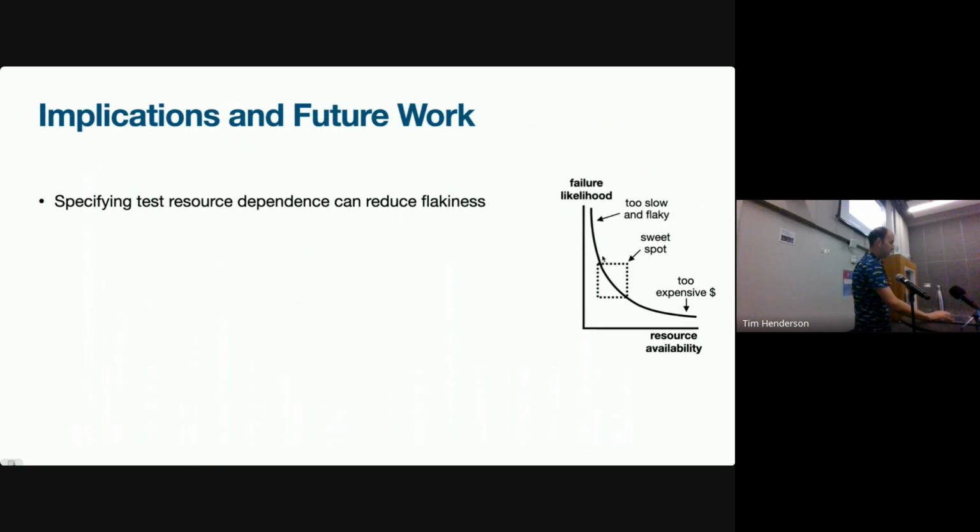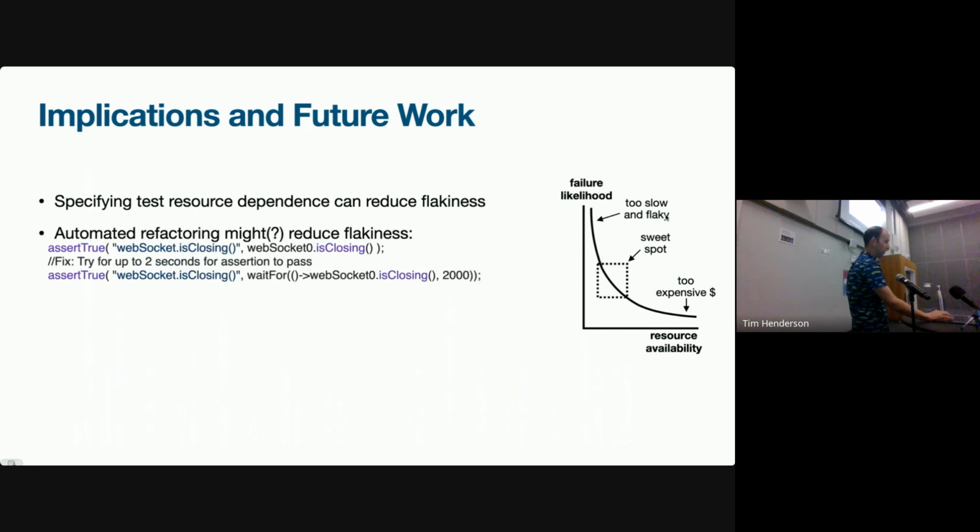So where we go from here: we found that the easiest way to reduce the impact of these async wait flaky tests is simply to ensure that they have enough resources when running. There are a lot of other interesting future research directions in this async wait area. One might be to consider finding automated refactorings that could reduce flakiness.